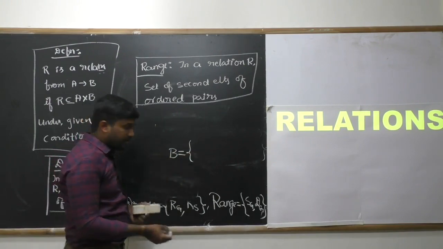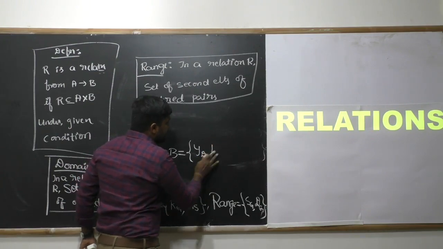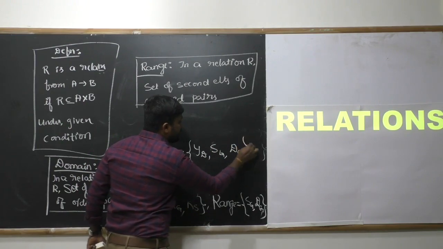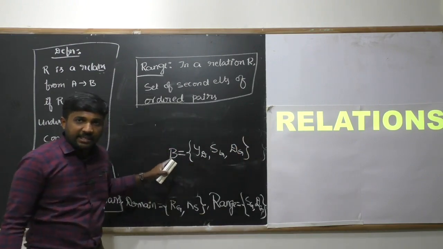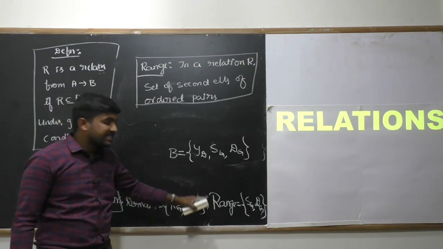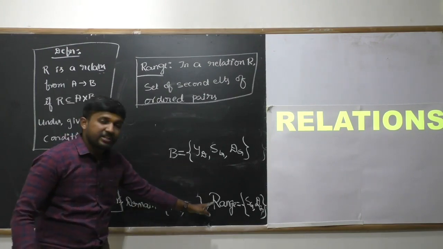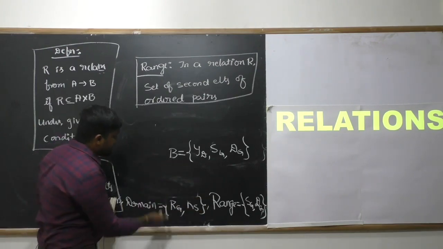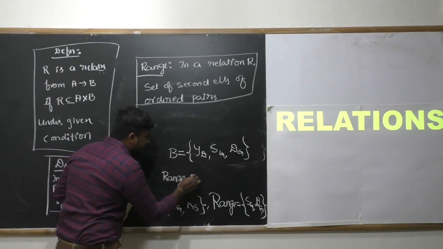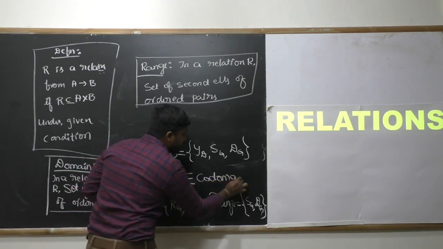What we have written? Elements of B are Yd, Sg, Dg, right? So these are the elements of second set B. This whole set B is called codomain. What is range? Only the second elements of the ordered pair. Whether set B is equal to range? No. Range is the subset of codomain.